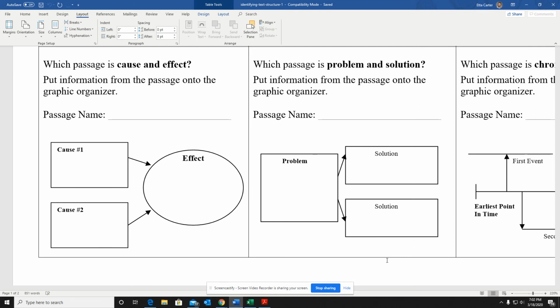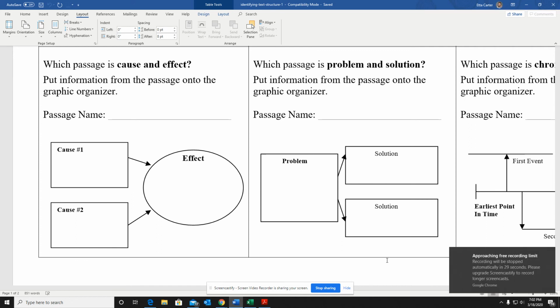So when you think about a cause and effect relationship, think about the cause as what happened first. So, for instance, I didn't study for my test. What was the effect? I didn't do very well on my test. I was also put on punishment. So that's the cause and effect relationship.